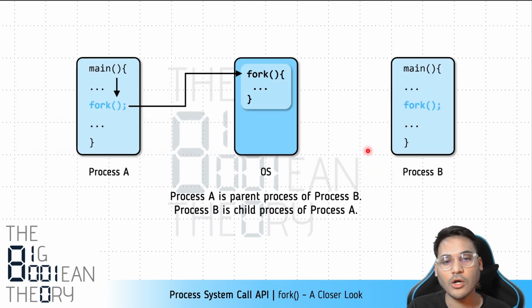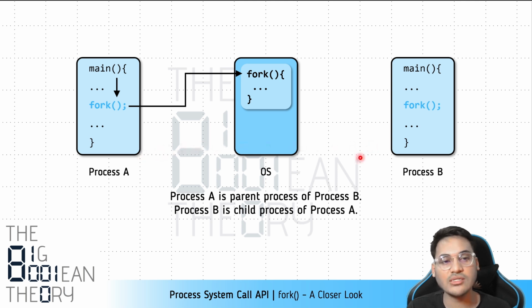Now we have been discussing the fact that there exists a parent-child relationship between the calling process and the new process that is created after fork, right? In this example, process A invokes fork and process B is created. We have already talked about this: process A is the parent of process B and, vice versa, process B is the child of process A.